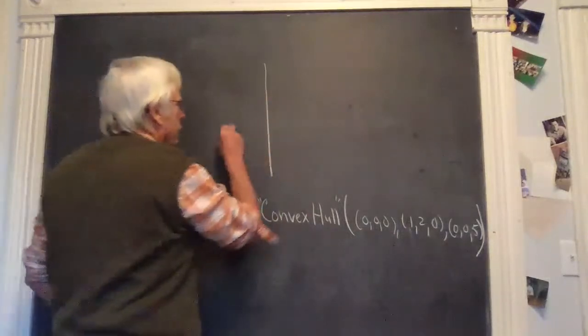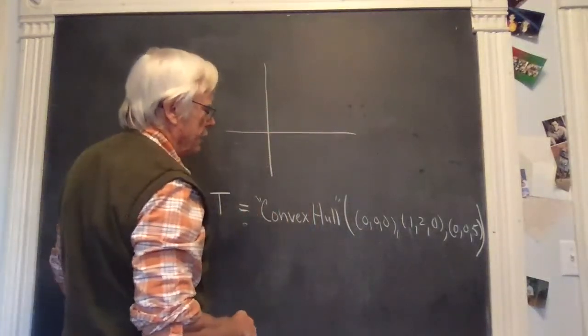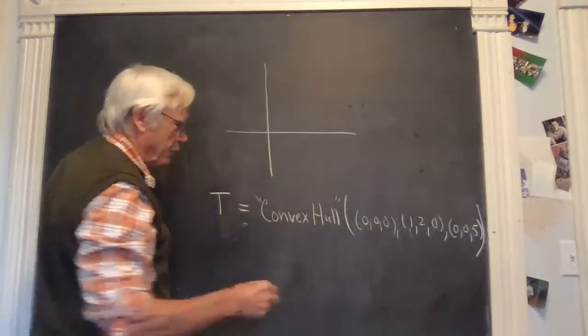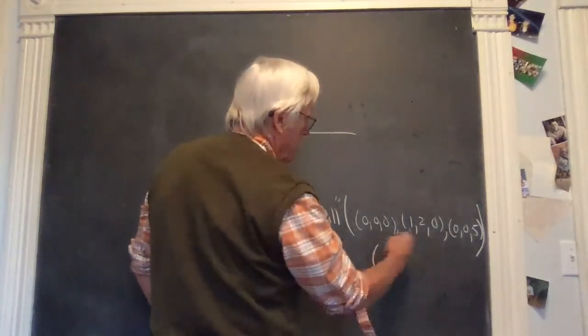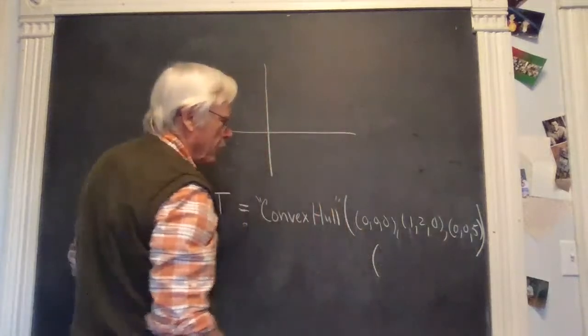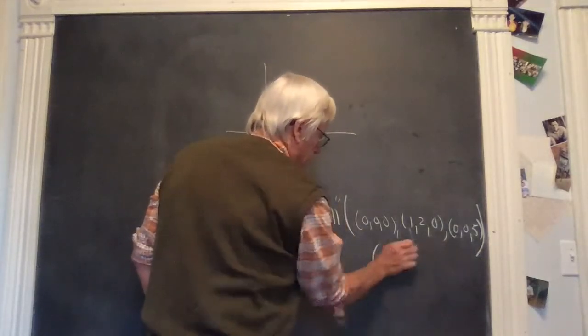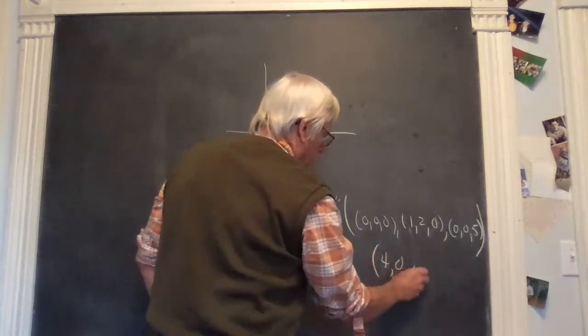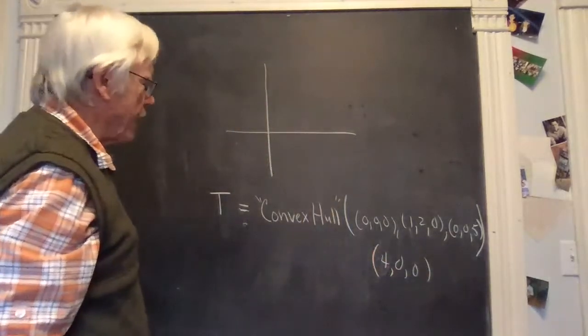So let's actually take a look at these 3 points. We need 4 points here. So let's take one more. These 3 determine a triangle. So let's take 2, let's take 4, 0, 0. So that we actually have a tetrahedron.